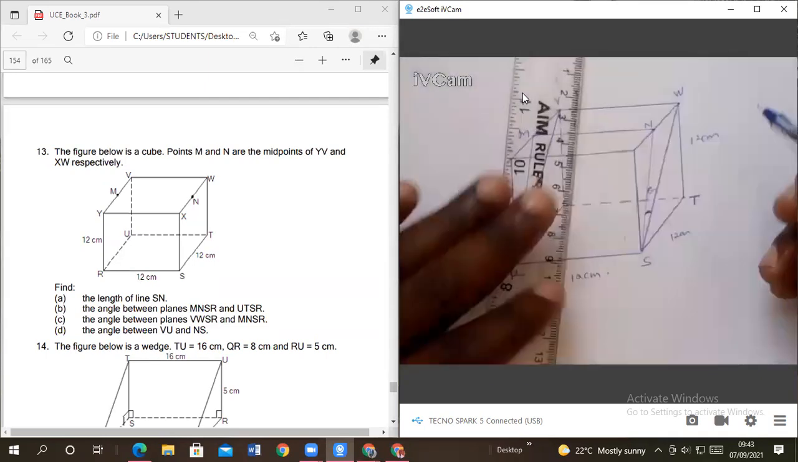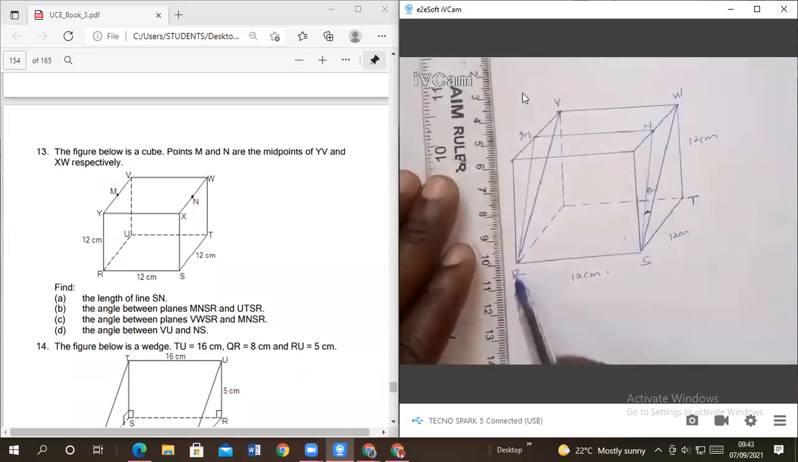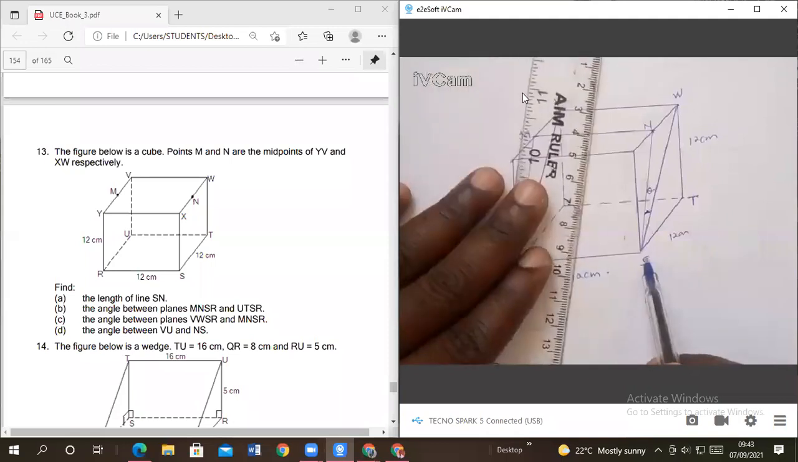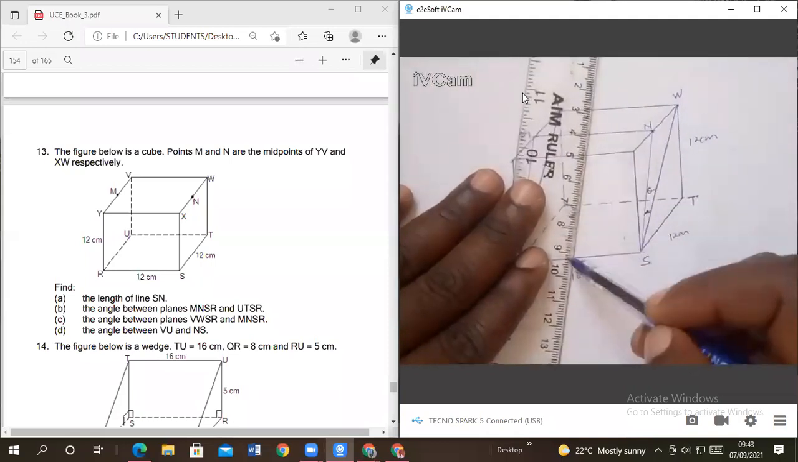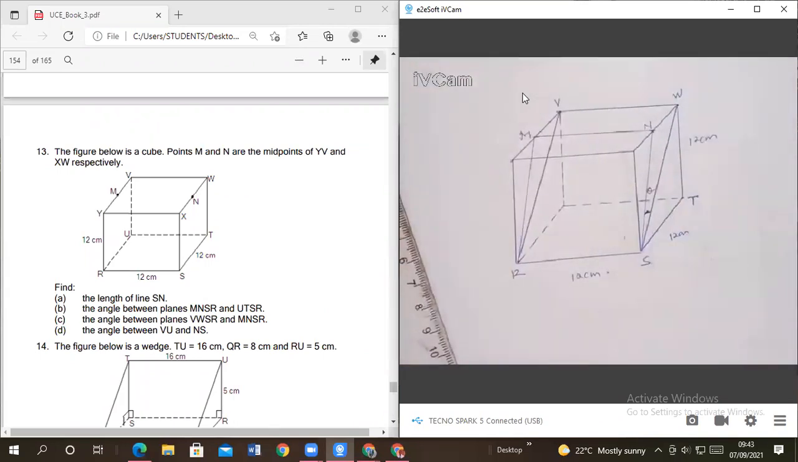So what we can do, you can go ahead and draw those dotted lines that bisect, because the common line is SR. So you can go ahead and draw those dotted lines that bisect the two planes together. Draw that.